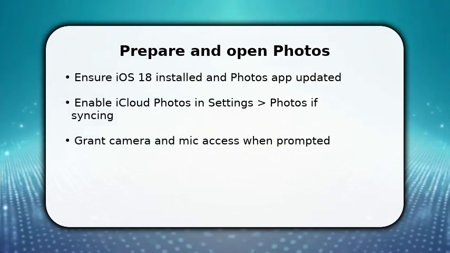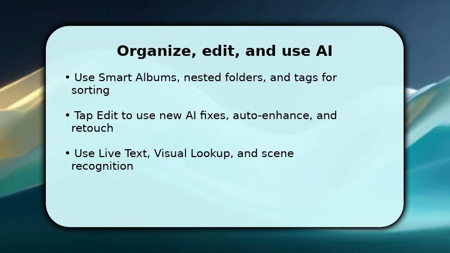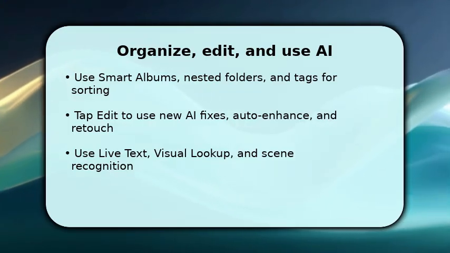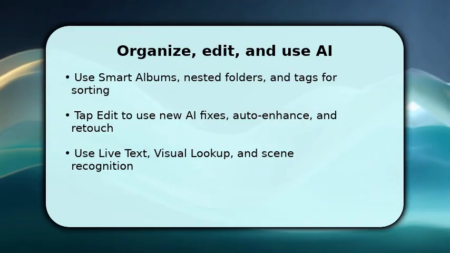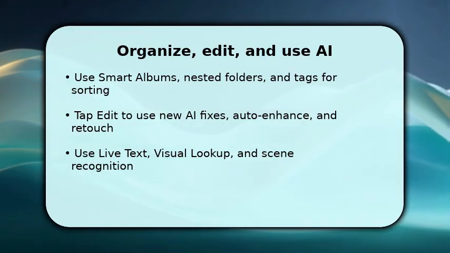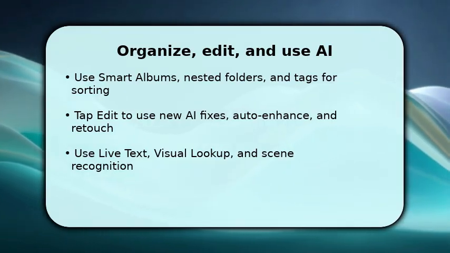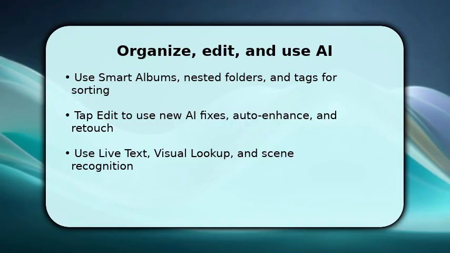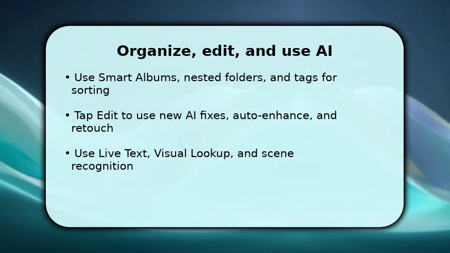Now focus on organizing and improving images. Create or open an album, drag photos to reorder, and add tags or favorites for fast retrieval. When you tap Edit, use the AI-enhanced adjustments for exposure, color, and one-tap portrait relighting because they speed up consistent results. Use live text to copy text from images and visual lookup to identify objects.